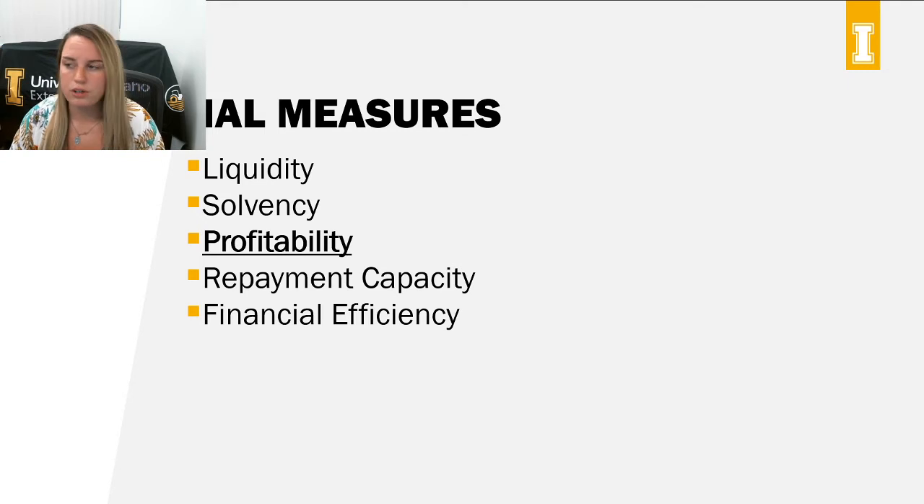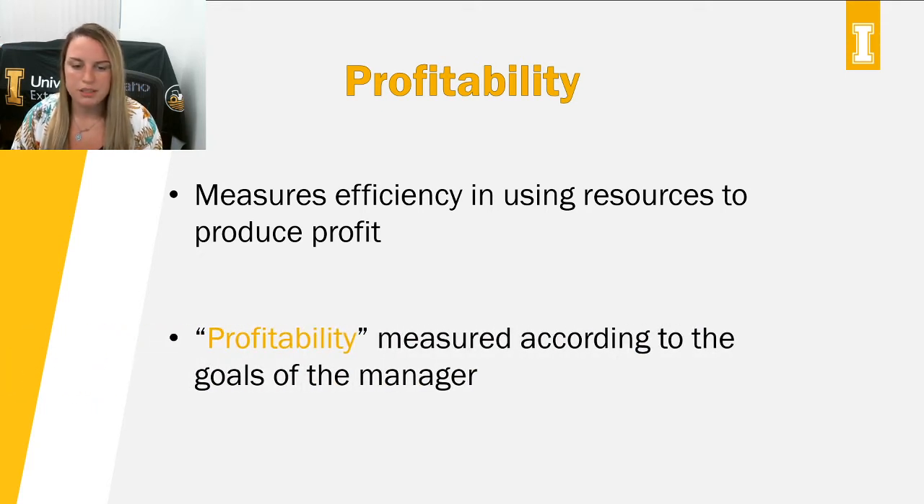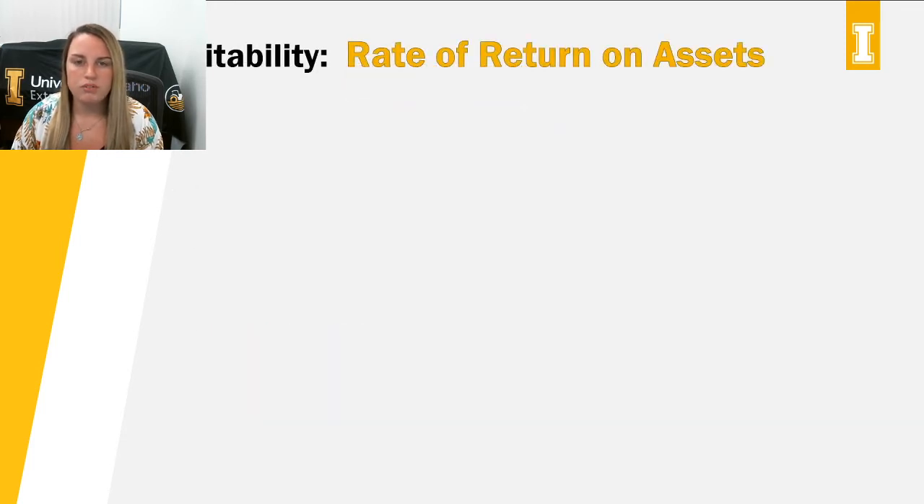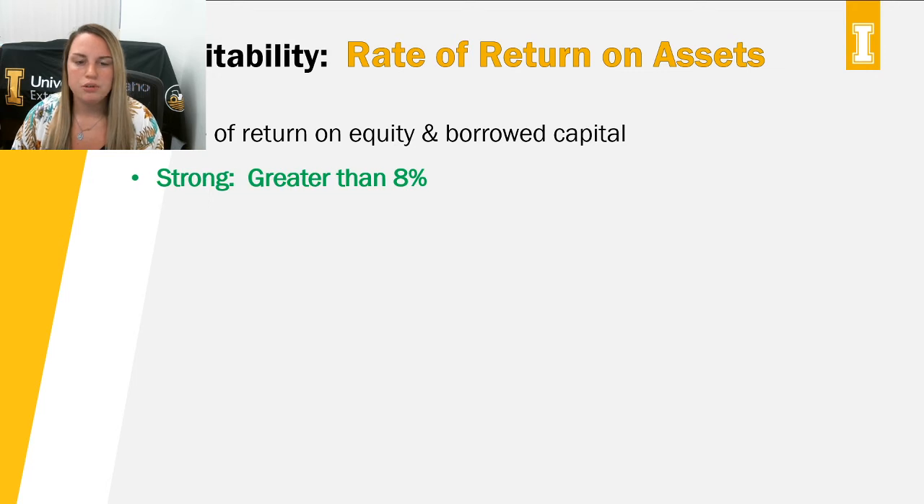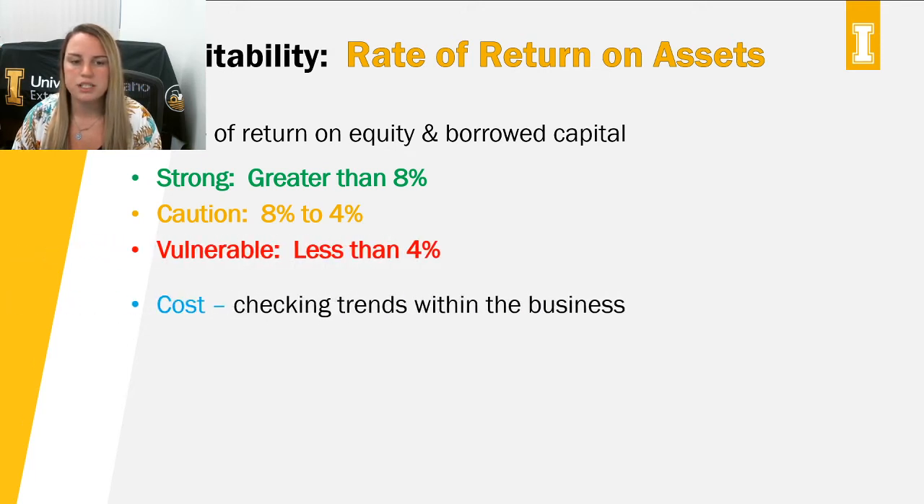The third one we will be talking about today, and I think it'll be our last one for today, and then I'm going to do a part 2, is profitability. Profitability measures efficiency in using resources to produce profit, and it is measured according to the goals of the manager. One of the ratios is the rate of return on assets. What is the rate of return on equity and borrowed capital? Stronger than 8%, caution 8% to 4%, and vulnerable less than 4%.